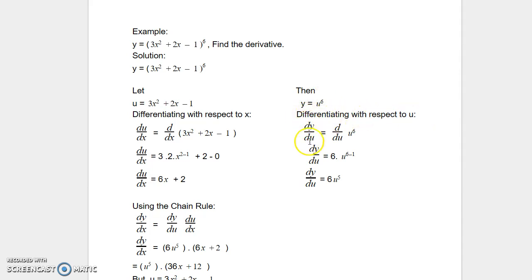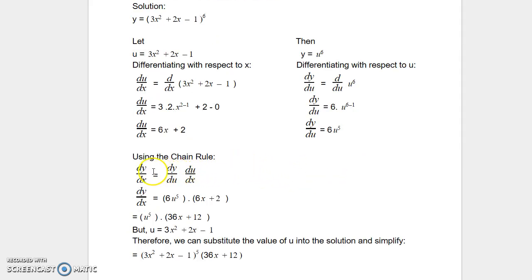dy by du is equal to d by du of u to the power of 6. We can use the power rule here. When we use the power rule, it simplifies to 6 u to the power of 6 minus 1, or 6u to the power of 5. We can now use the chain rule.